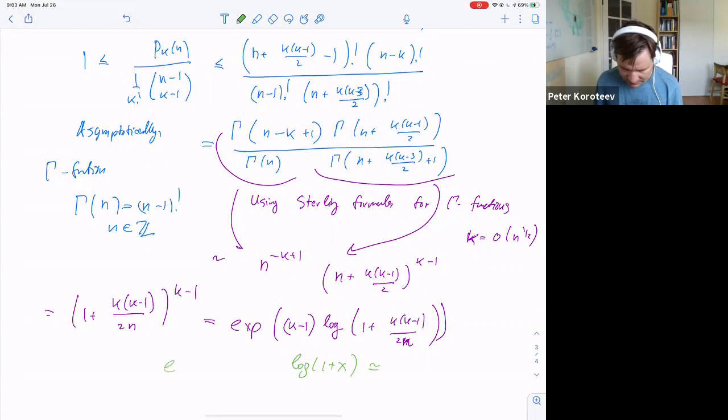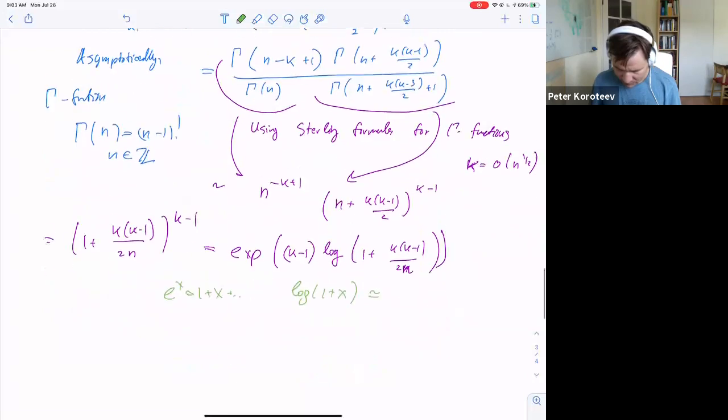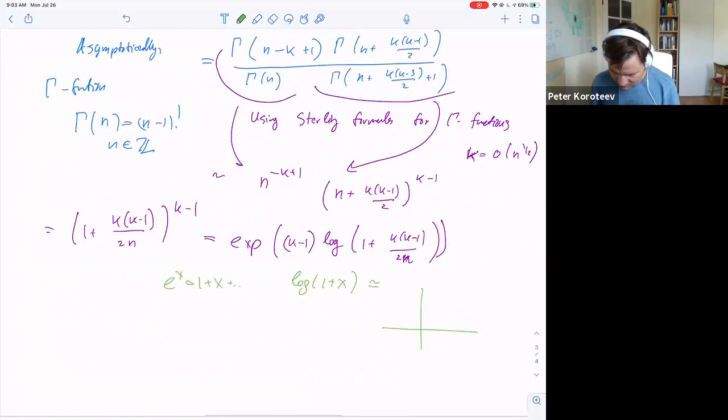So you probably know that e to the x is approximately 1 plus x when x is small, right? What about log? There are other corrections, right? But then here, what's the one with the logarithm? Is it 1 plus x or is it 1 minus x? So you can sort of try to draw it, right?